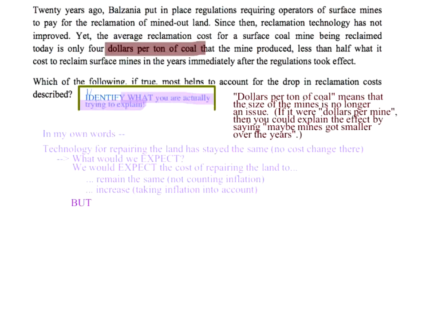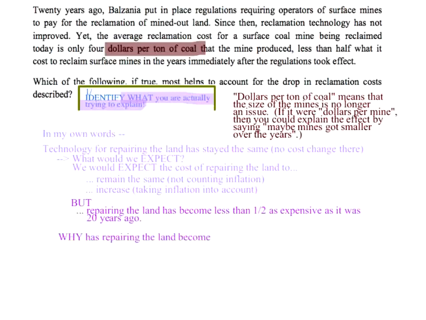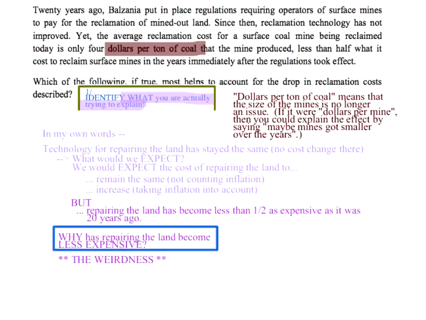But repairing the land has become less than half as expensive as it was 20 years ago. So this is what we need. What we need is a reason why repairing the land has become less expensive. That's the weirdness. So this is the thing that we have to explain.